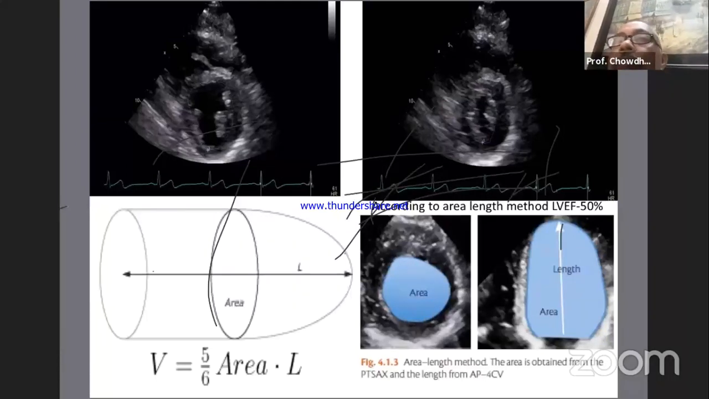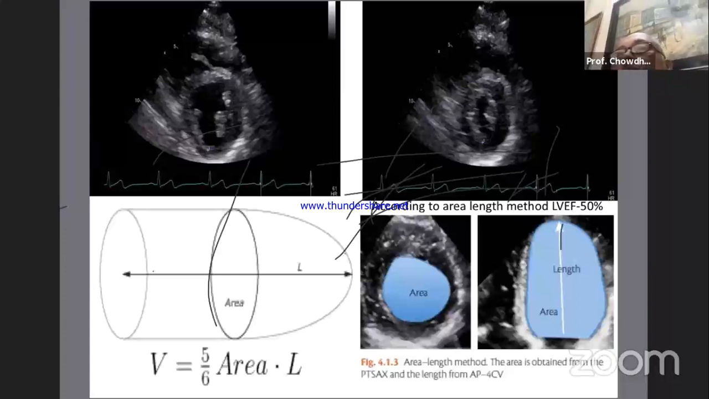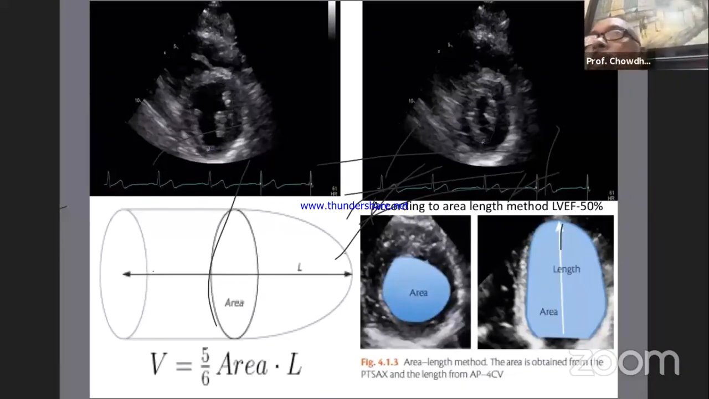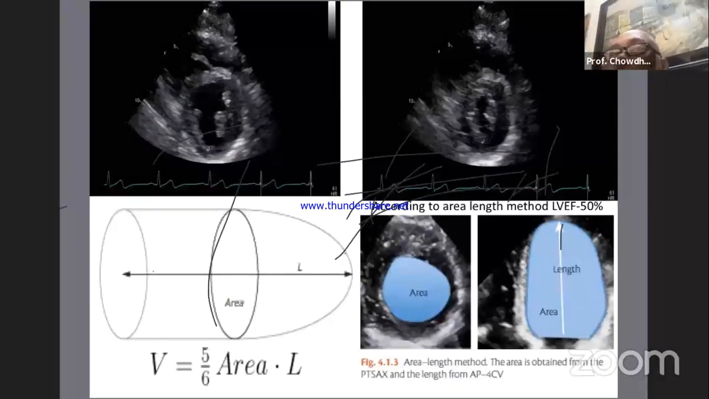If we have both this cross-section and the longitudinal dimension during both systole and diastole, we have software in the computer. The computer calculates the ejection fraction. When we do not have good visualization of the endocardium in other views, but we have good visualization of the endocardium in the short axis view at the level of the papillary muscle, then probably we can use this method, especially when the patient does not have any regional motion abnormality.